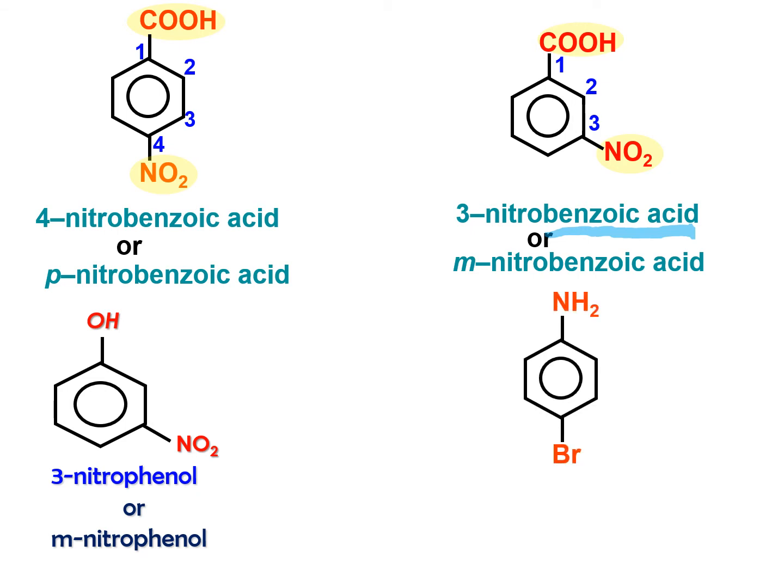And last one, we have benzene bonded with NH2 and also bromine. NH2 has higher priority than bromine, so NH2 is given number as carbon 1, followed by bromine at carbon 4. We call it 4-bromoaniline or para-bromoaniline.